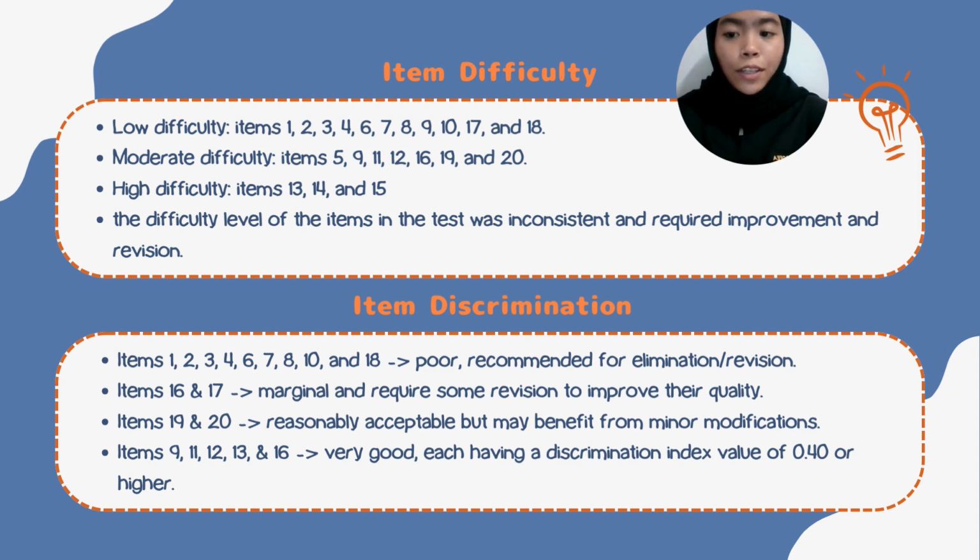For item discrimination, 8 out of 20 items were categorized as poor and should be eliminated or revised, and 2 of them are categorized as marginal items that require some modification, and another 2 items are reasonably acceptable but may require a bit of modification and revision, and the remaining 5 items are categorized as very good items with a discrimination index of 0.4 and above.